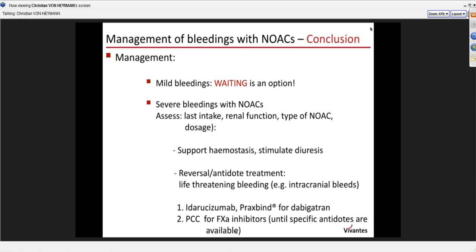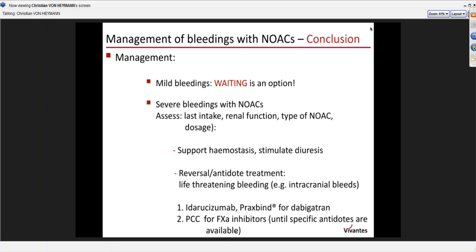So far, I don't know any data for plasmapheresis in NOAC-induced bleeding, but I would assume that plasmapheresis should be effective in reducing plasma levels, especially for the dabigatran. If we can really detach the factor Xa inhibitors from the proteins they are bound to, I do not know. That would be speculation to say that. And so I don't have any data on this.